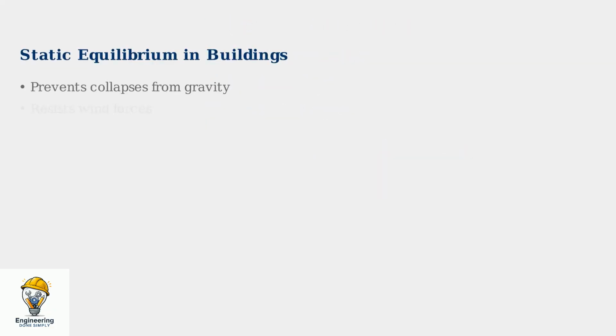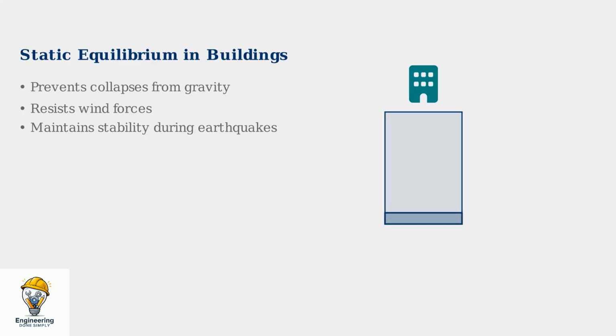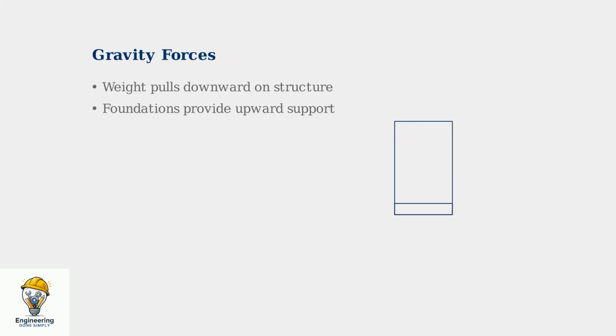Static equilibrium is critical in building construction to ensure structural integrity and prevent collapses. Buildings must resist forces from gravity, wind, and seismic activity through balanced force distribution. Gravity exerts downward forces on all building components. Static equilibrium requires these forces to be balanced by upward support from foundations and structural elements.